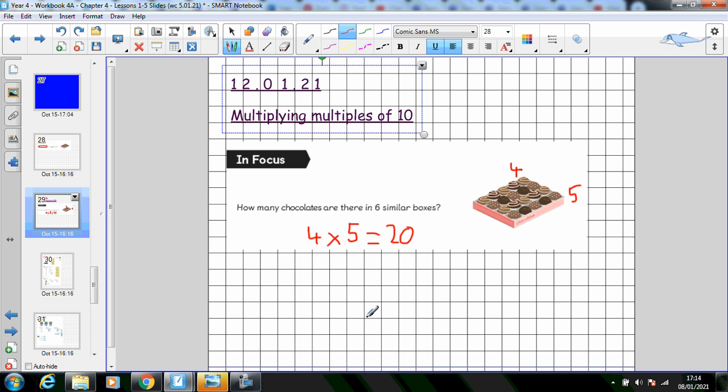How else could I write it? That's right, I could write 5 add 5 add 5 add 5, or 4 add 4 add 4 add 4 add 4 equals 20. Okay, so now we know there are 20 chocolates in each box. Back to our original question. How many chocolates are there in 6 similar boxes?